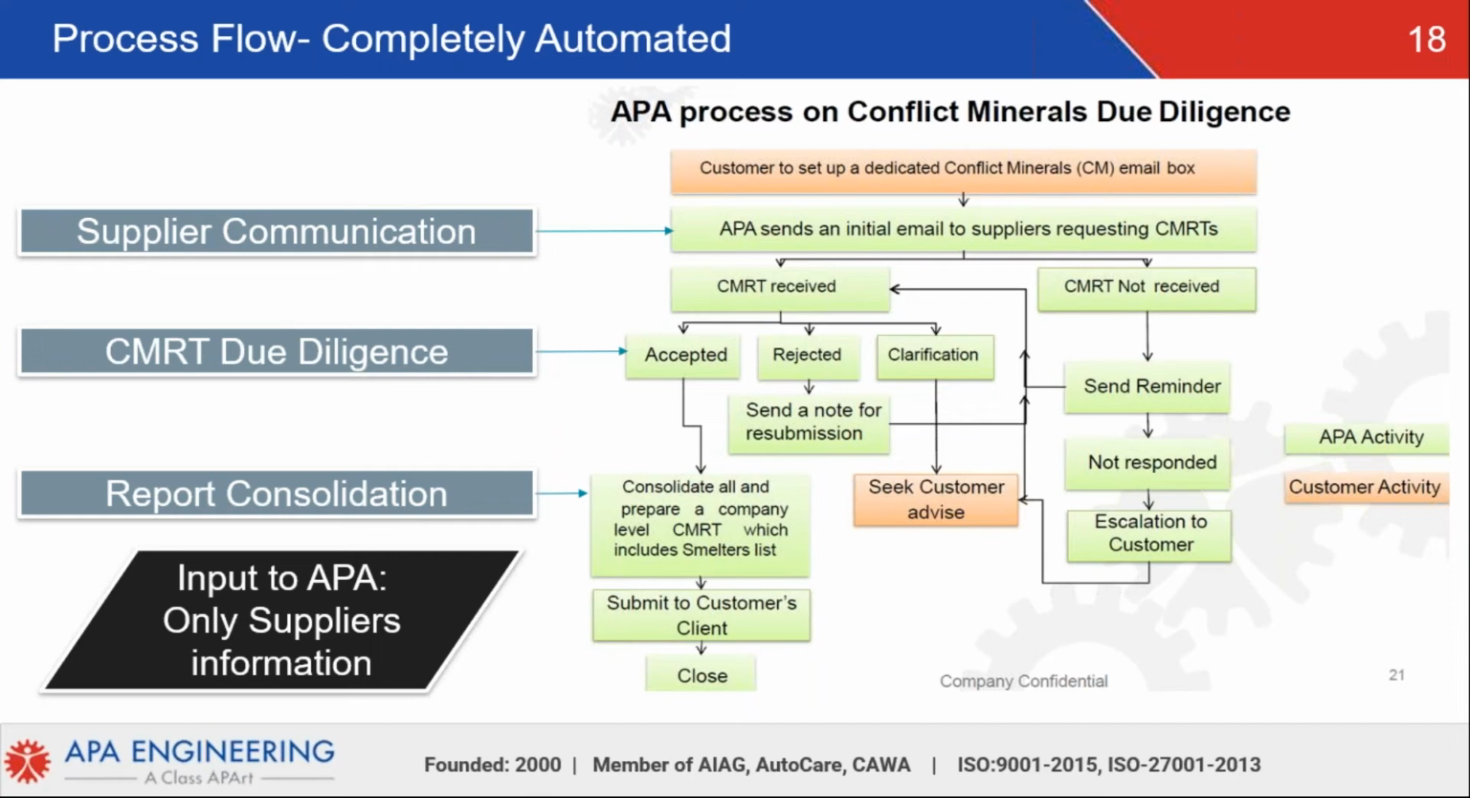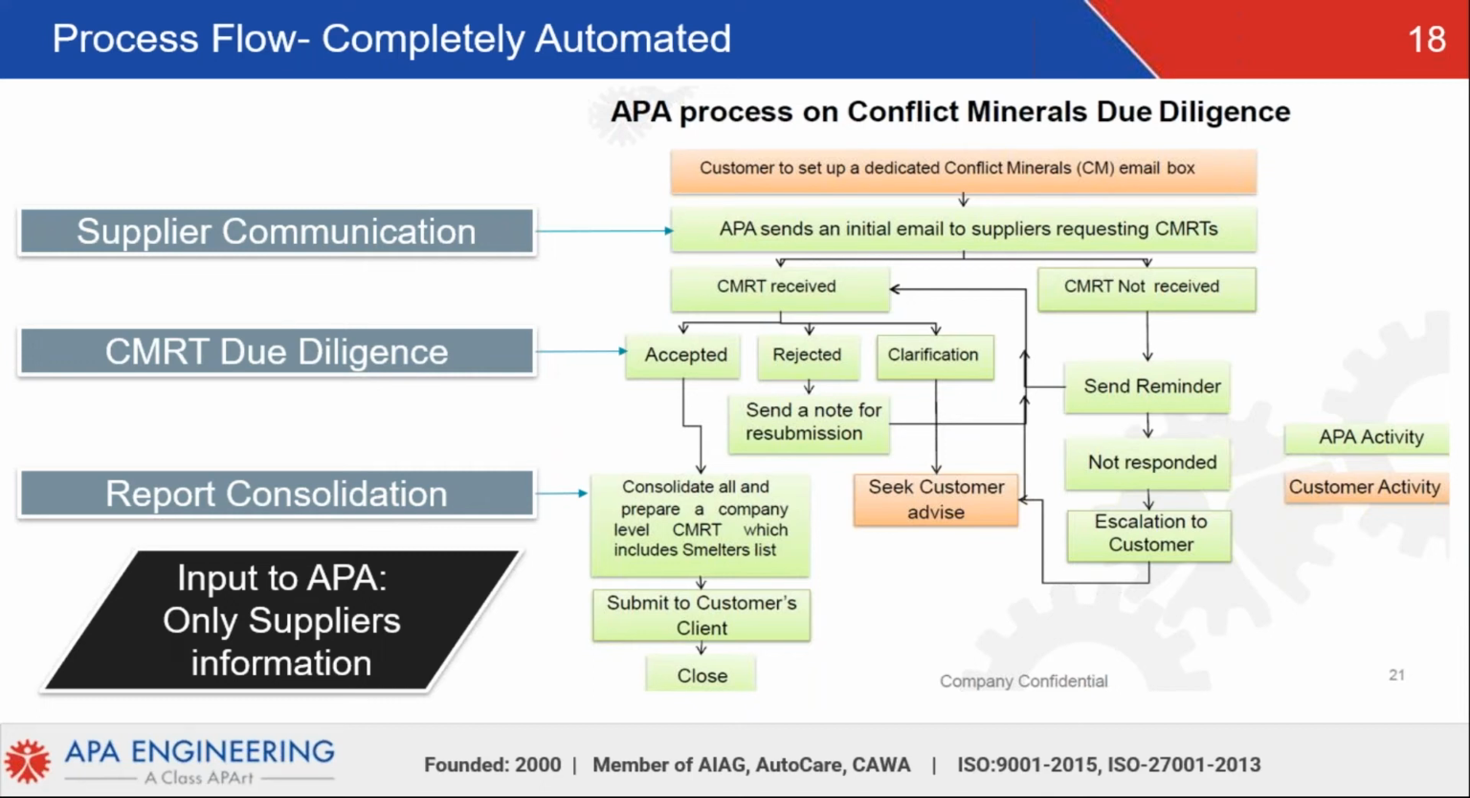Insights of supplier communication. APA will request the CMRT from the suppliers through AutoGen CM. Once the supplier CMRT is received, it is passed through 150 plus quality checks. Based on the validation report, the supplier CMRT will be either accepted or might need further follow-ups. Once the supplier CMRTs are available, the report can be generated with a single click. Based on the customer's requirement, the report might be an intermediate report or final report. The only need from the customer is the supplier details.